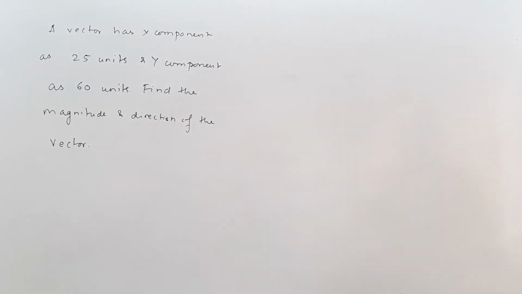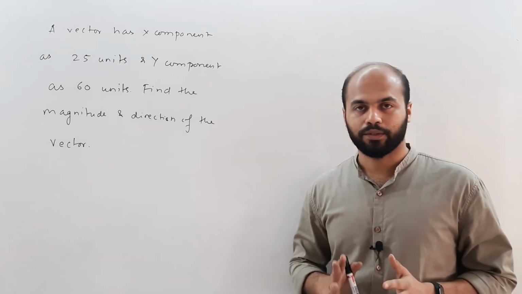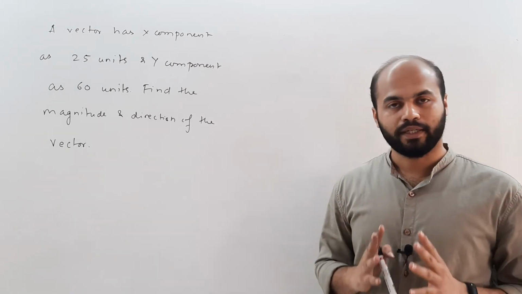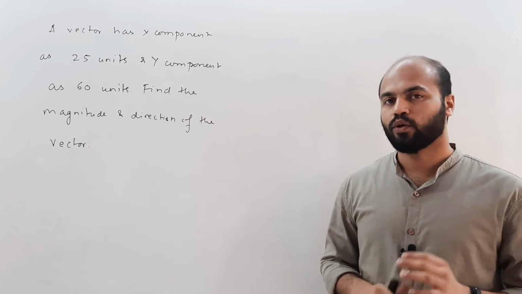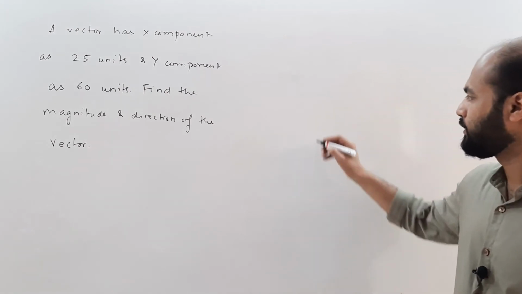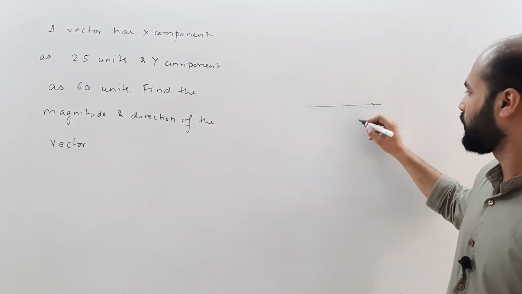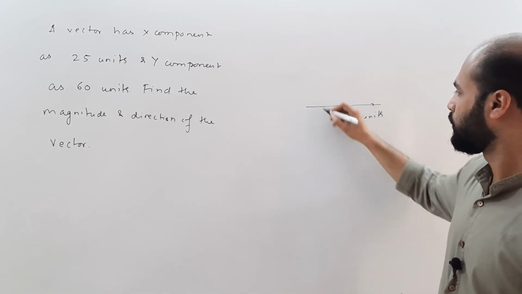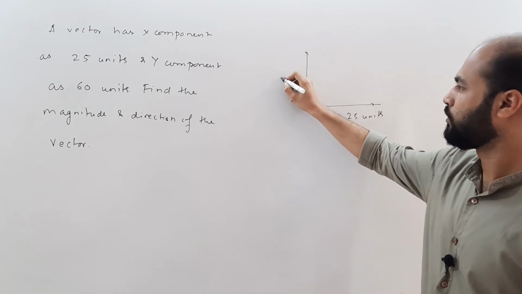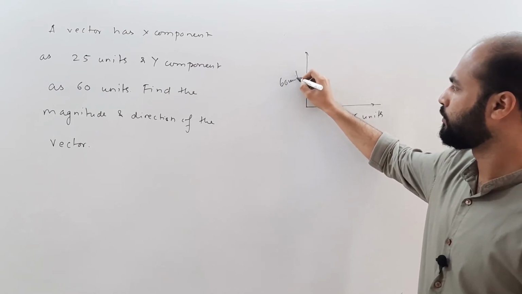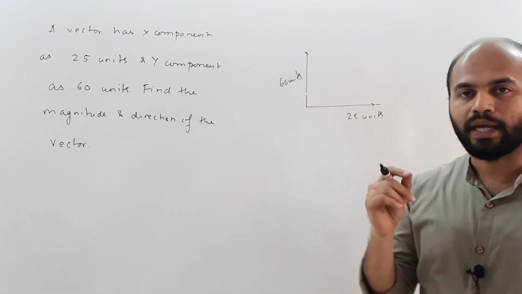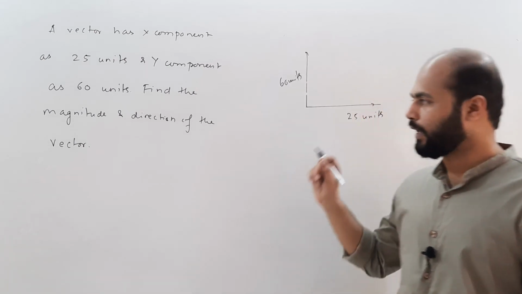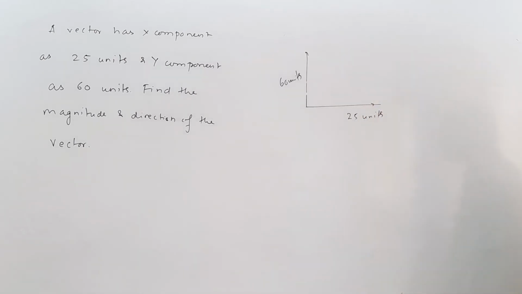Let's take up this problem based on the components of a vector. So in this case, there is a vector given to you wherein the x component is 25 units and the y component is 60 units. We have to find the magnitude and direction of the vector and write this particular vector.